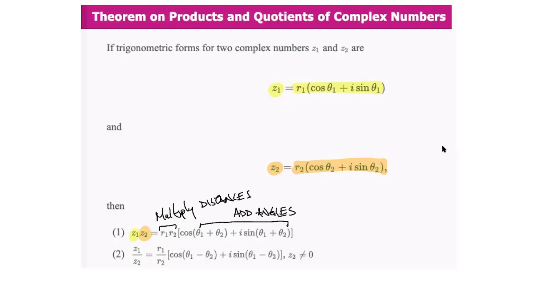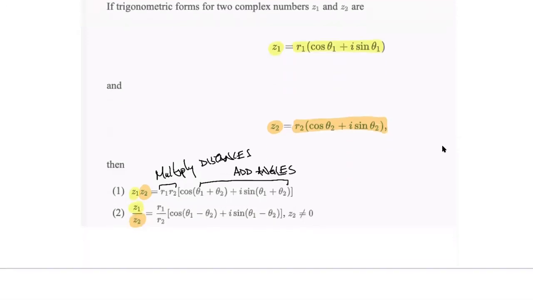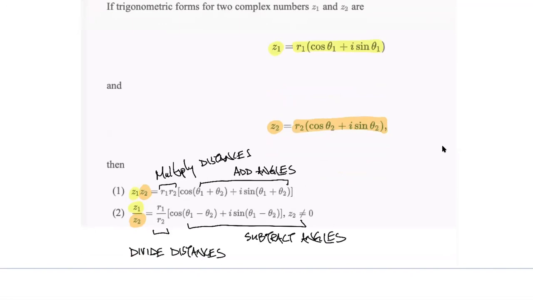Now, on the flip side, if we have one complex number and we want to divide it by another one, then we're going to take the distances and we're going to divide the distances. Okay. And instead of adding the angles, we're going to subtract the angles. All right. So let's put these into practice and see what they get us.